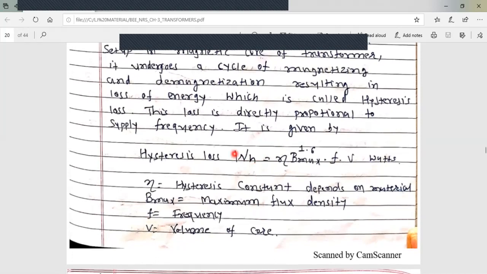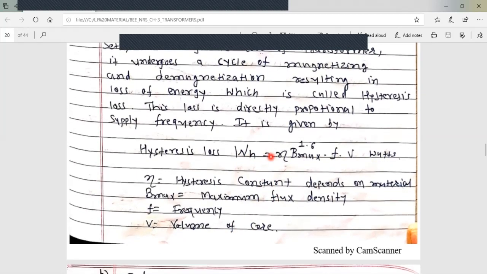This is the equation of hysteresis loss. W_h stands for hysteresis loss, equal to eta times B_max to the power of 1.6 times F times V, where B_max is the maximum flux density, F is frequency, and V is the volume of the core. So hysteresis loss is due to the flux in the core.